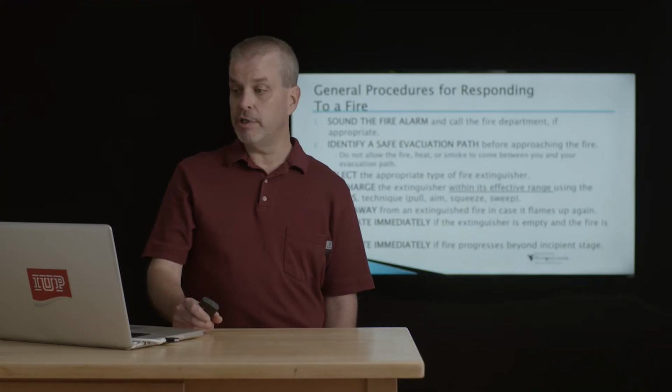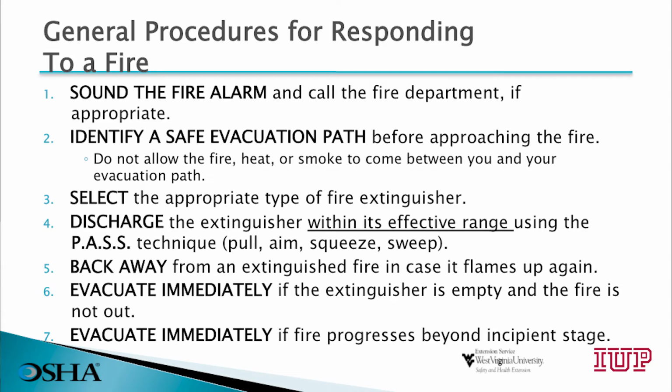What are the general procedures for responding to a fire? Number 1, we always want to sound the fire alarm before we begin any attempt to fight this fire. We want to ensure that we identify a safe evacuation path to the outside of our facility. We want to ensure that we select the appropriate type of fire extinguisher. We want to ensure that we discharge that fire extinguisher within its effective range using the PASS technique.